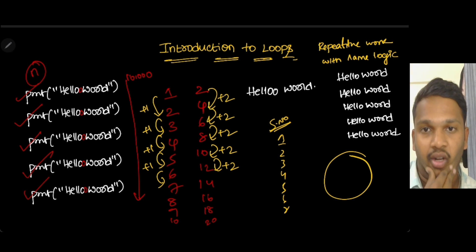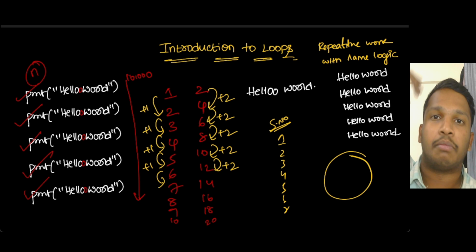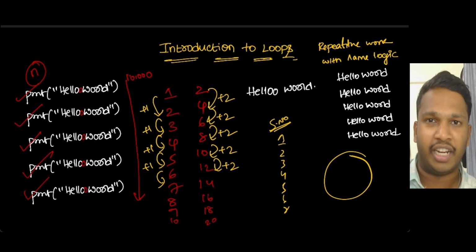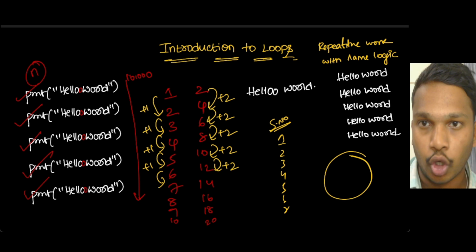So this is the introduction for loops, where you have the same logic running n number of times: 5 times, 10 times, 15 times, 20 times. The same work, the same printing, done a number of times. So in these cases, we will use loops.